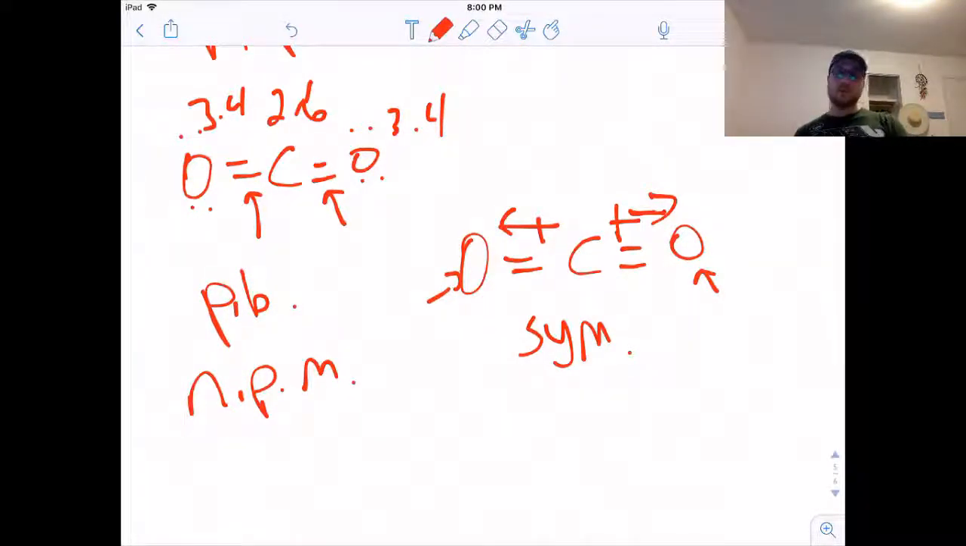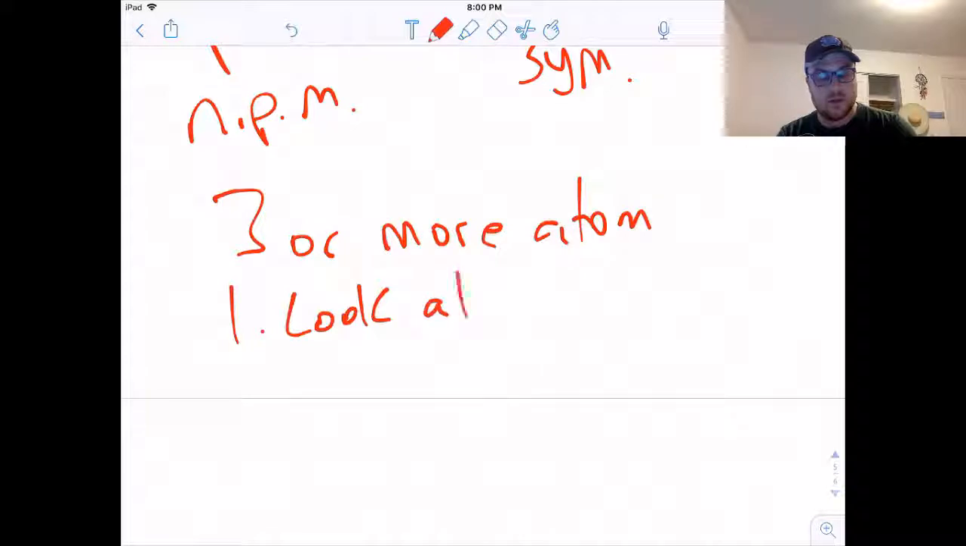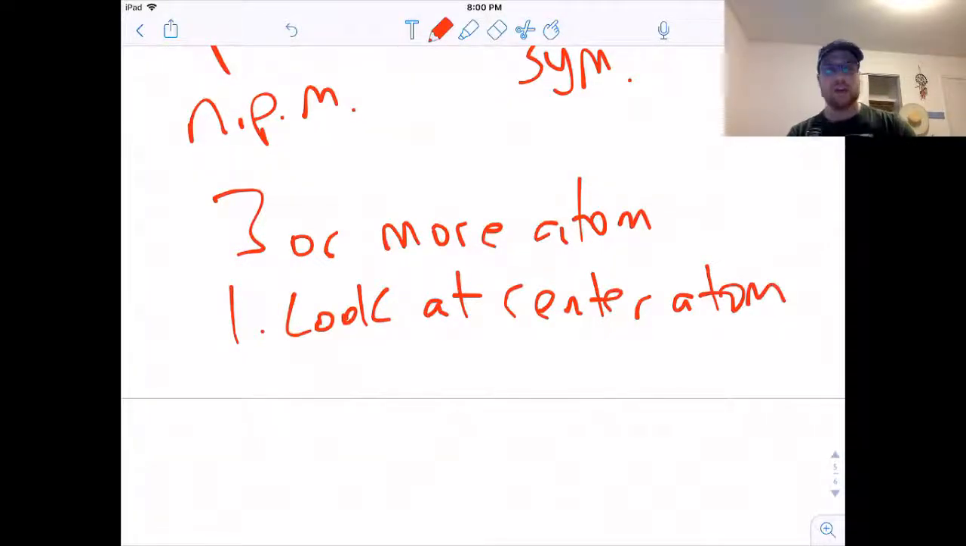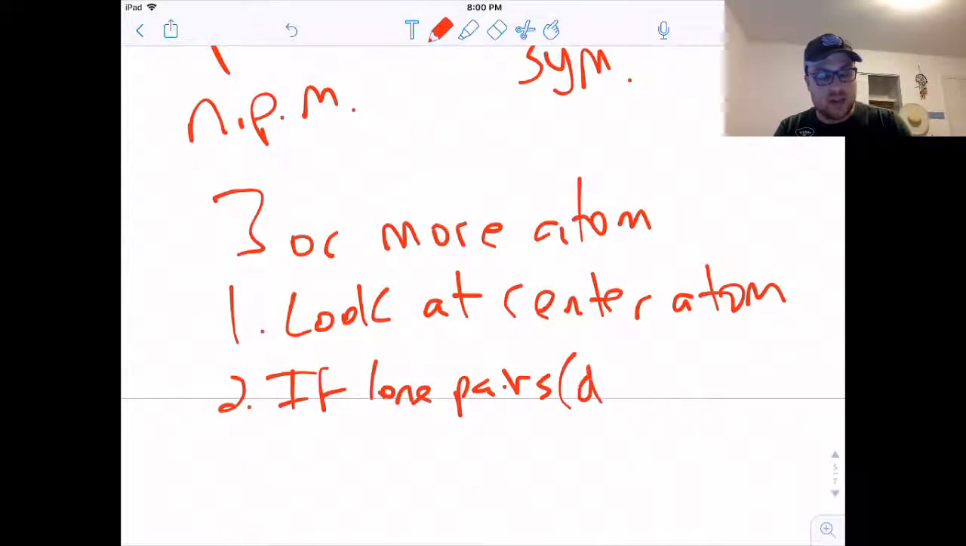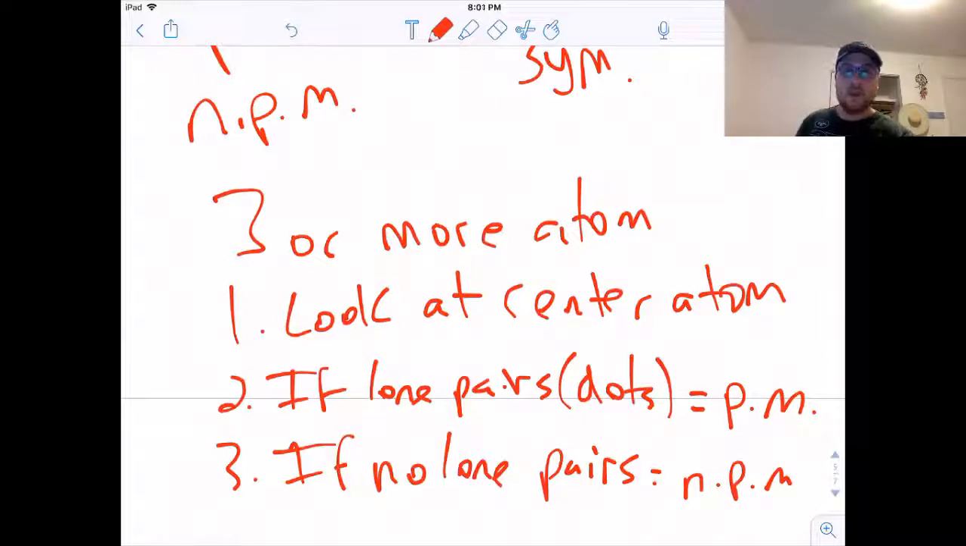A real fail-safe method to determine if a molecule is polar or nonpolar, if there are 3 or more atoms: one, look at the center atom, the one in the middle, the one that's always there's one of, like there's always one carbon in carbon dioxide, one carbon in methane, one nitrogen in ammonia. Look there. And two, if there are lone pairs on the center, then it's a polar molecule. If no lone pairs, again, the dots we were talking about, it's a nonpolar molecule. So if there's 3 or more atoms, look at the one in the middle. If there are lone pairs on it, it's polar. If there are no lone pairs on it, it's not polar.